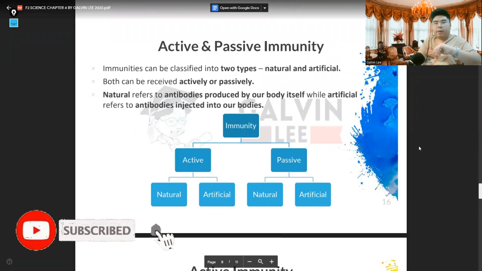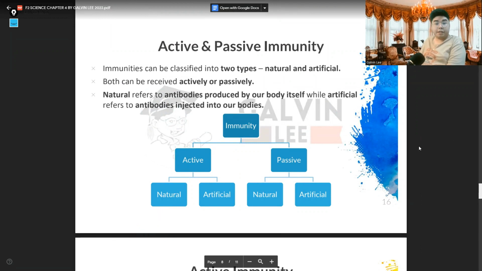All right, so today we are going to take a look at the four types of immunity: active, passive, natural, and artificial. The combination of these four types of immunity. And first, let us of course understand what are these words. What do they mean?